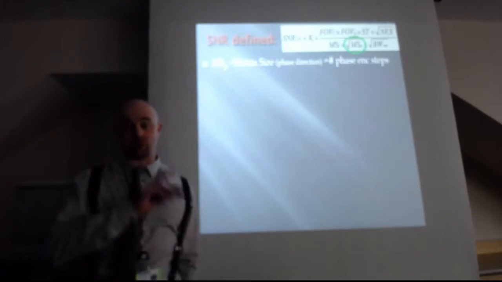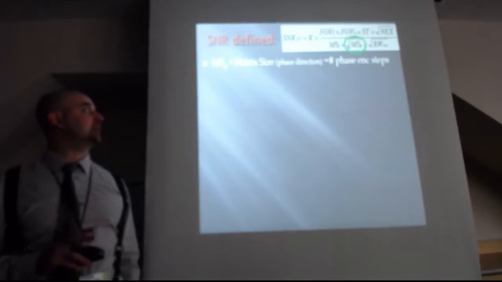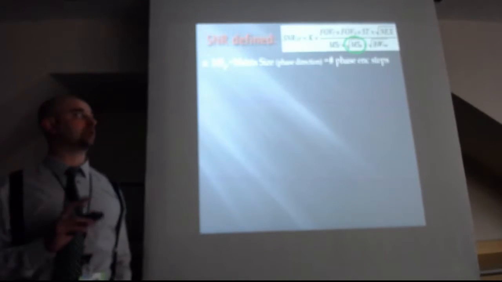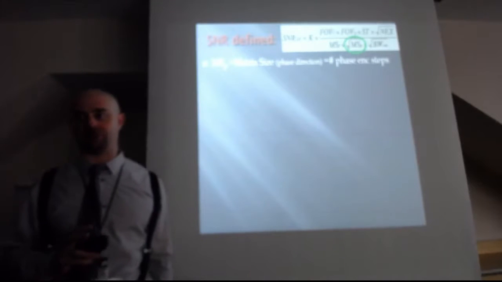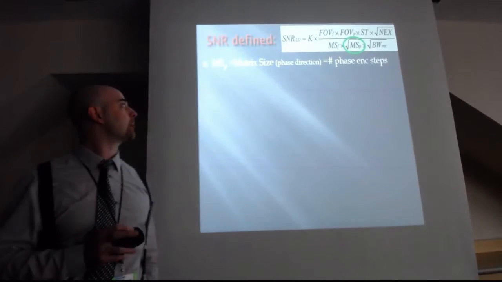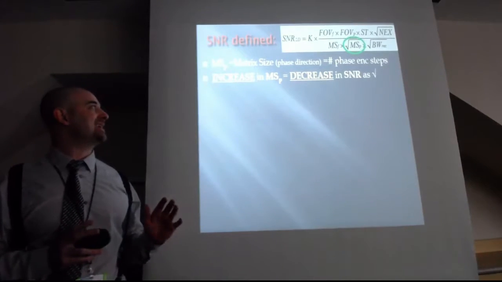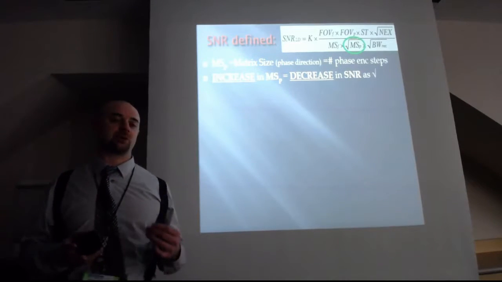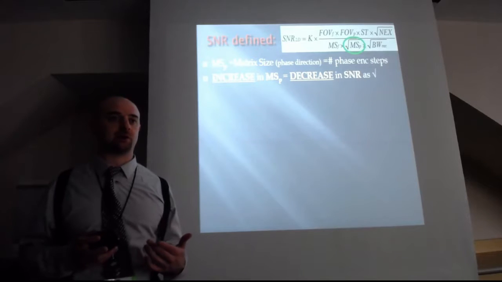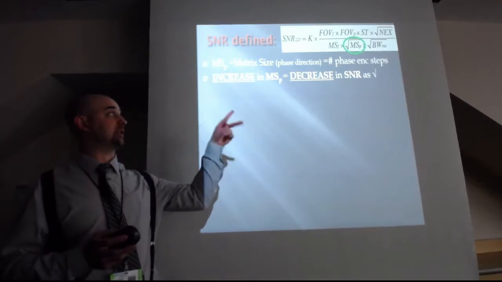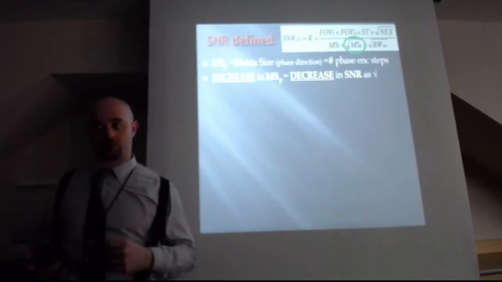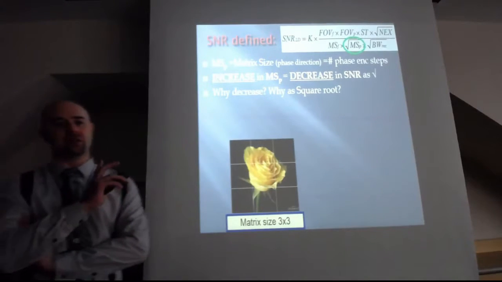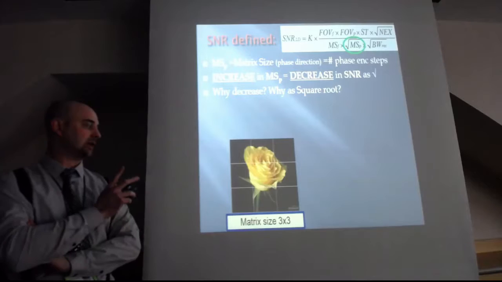MSP in this equation is meant to represent the matrix size in the phase direction, which is equal to the number of phase encoding steps. Okay, so just remember that. Basically, an increase in the matrix size in the phase direction is going to result in a decrease in SNR, right? Because it's an inverse relationship as the square root, because it's non-linear. So why is it decreased and why is it as a square root? Well, let's take a look.